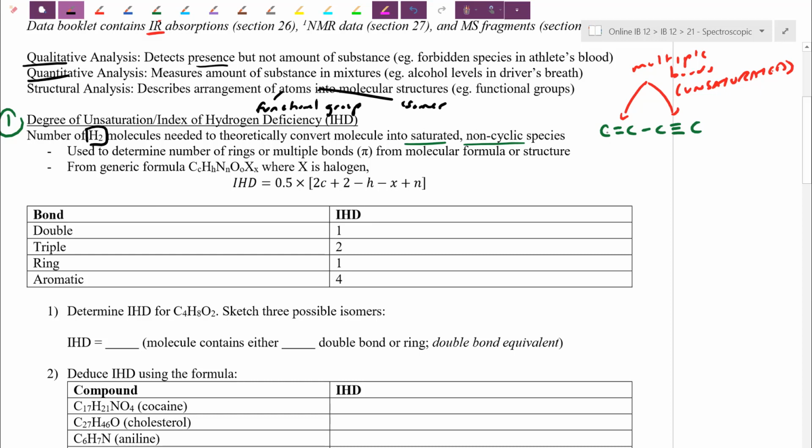So what would happen here is to convert this double bond back into a single bond, I would need to add 1 H2, so that's 1 degree of unsaturation. I would need to add 1 H2 here to get rid of the triple bond and make it a double bond. I'd add another H2 here and then make it a single bond, and therefore I have 1, 2, 3 degrees of unsaturation, or the index of hydrogen deficiency is actually 3. This gives us a really simple hint of how many possible rings or how many multiple bonds something has based on the number of degrees of unsaturation that it has.